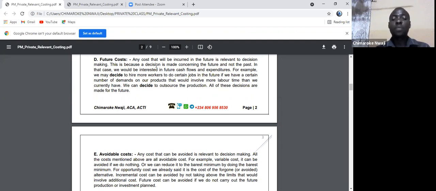Okay, so for example, we may decide to hire more workers in the future to do certain jobs. I could decide to hire more teachers to join me. That is futuristic, the future cost. But what I'm doing right now, because I've already incurred it, is no longer future. So anything you say will happen in the future, the expense you're going to make in the future, is relevant.